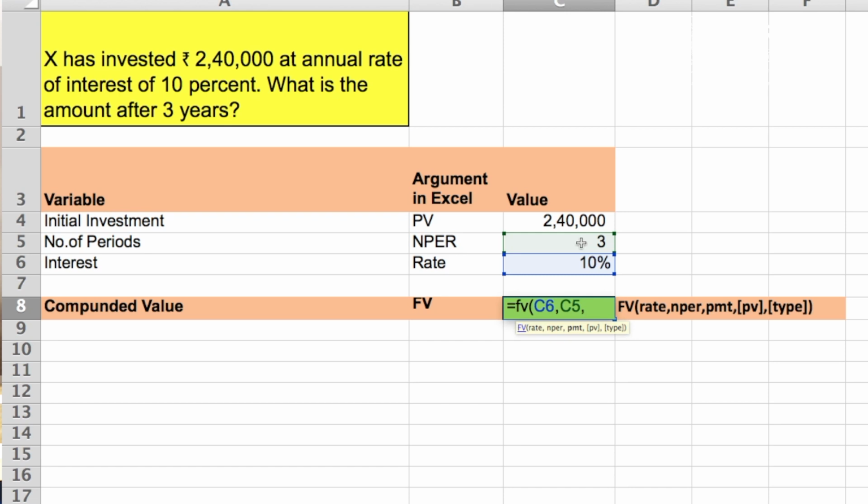Then you see an argument PMT. We will discuss about this in a while. As of now, let us omit this by adding one more comma and move further. Now it is PV, which refers to the principal. Let us select this. Please note that I am giving a negative sign to this, indicating that it is a cash outflow from the investor's point of view. The next argument is type. We will skip this for now and close the bracket. Once we press enter, we get 3,19,440, the same answer we got before.